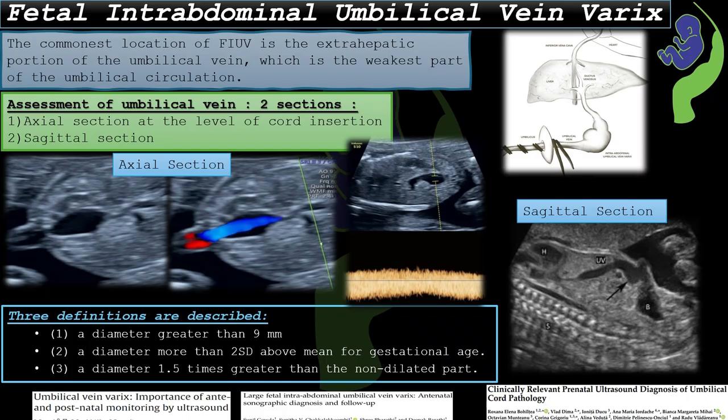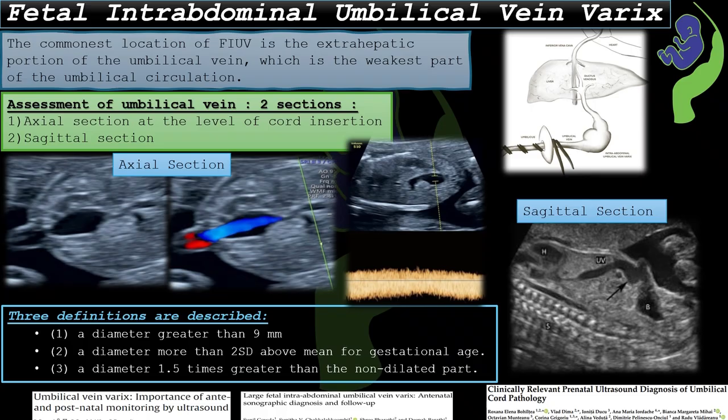There are three definitions available to describe umbilical vein varix. That is, the umbilical vein diameter of greater than 9 mm irrespective of the gestation age, a diameter more than 2 standard deviations above the mean for corresponding gestation age, or a focal dilatation measuring at least 1.5 times the diameter of adjacent non-dilated segment of the umbilical vein. Any one of these criteria is sufficient to make the diagnosis.